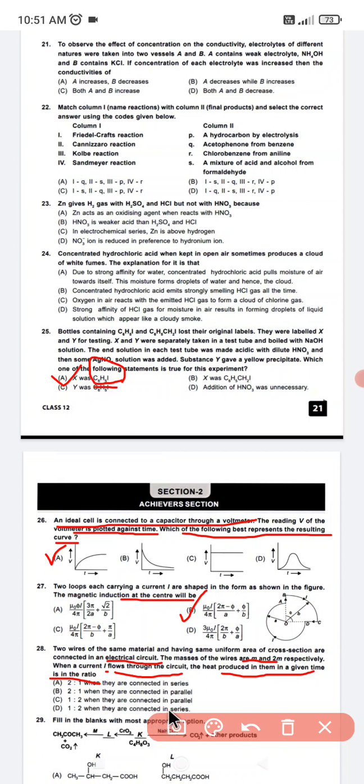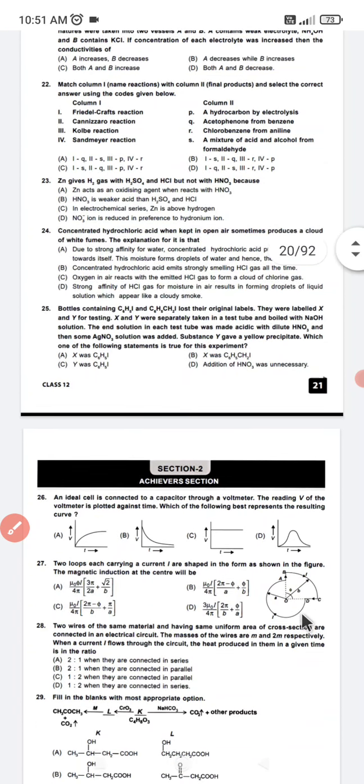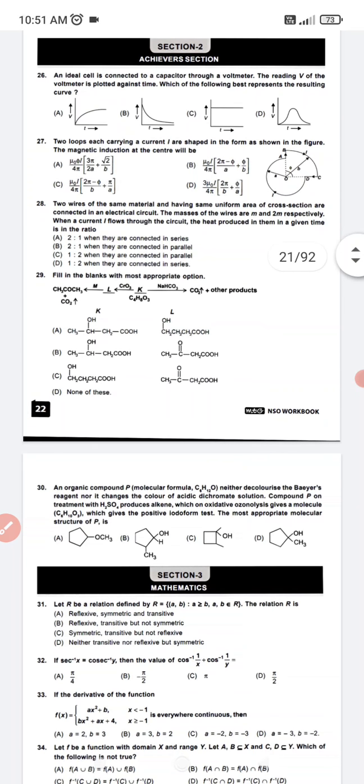Which one do you think is the correct answer option? The correct answer option is 28D, that is 1:2 when they are connected in series.